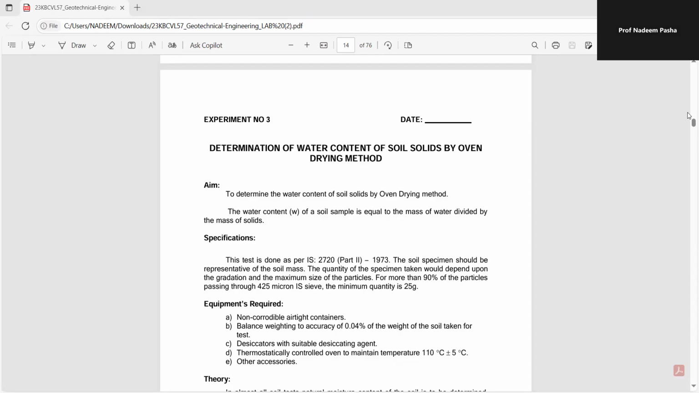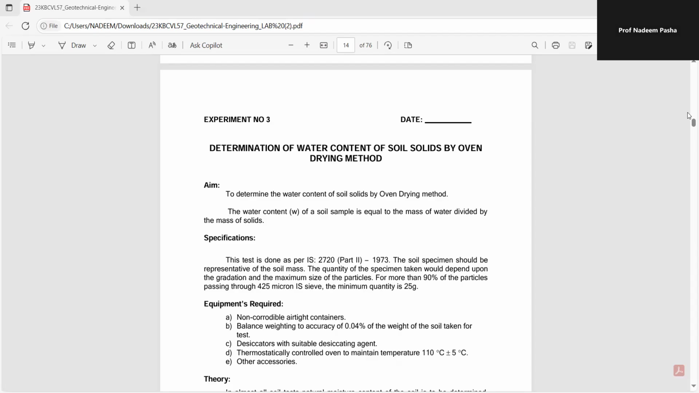So how is this test performed? This test is performed as per IS 2720 Part 2 1973. The soil specimen should be representative of the soil mass. The quantity of specimen taken would depend upon the gradation and the maximum size of particle. For more than 90% of the particles passing through 425 micron IS sieve, the minimum quantity is 25 gram.